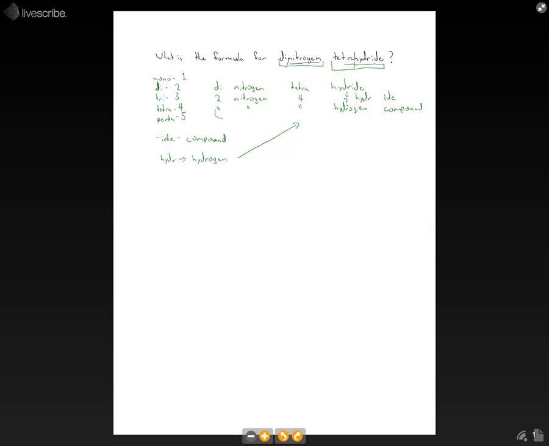So if we write that as a formula, we would take all of that information, even the fact that it's a compound, and we would call it N2, because there's 2 nitrogens, and H4, 4 hydrogens. So dinitrogen tetrahydride is N2H4.